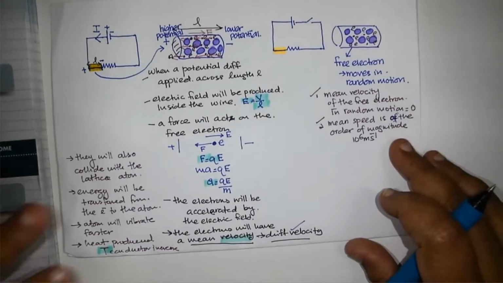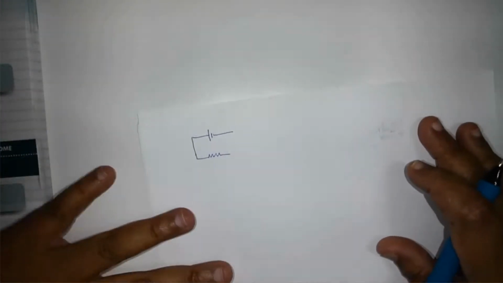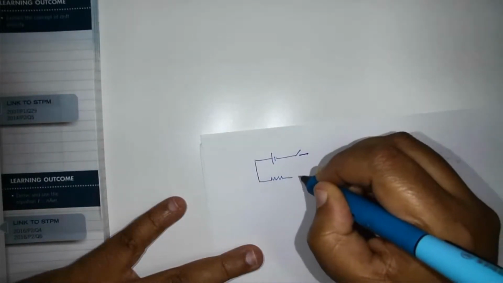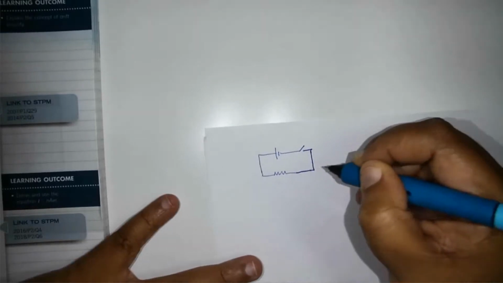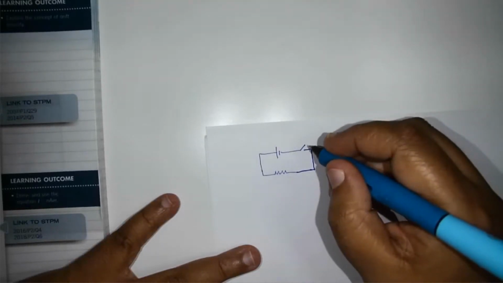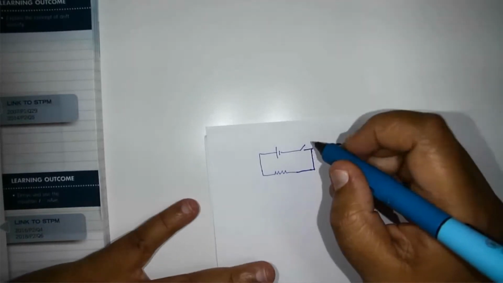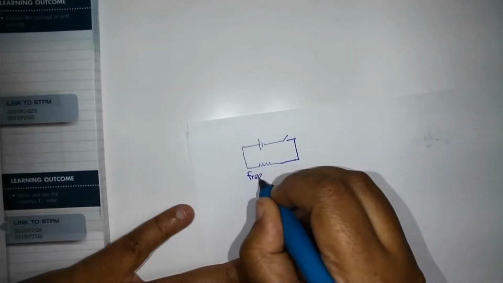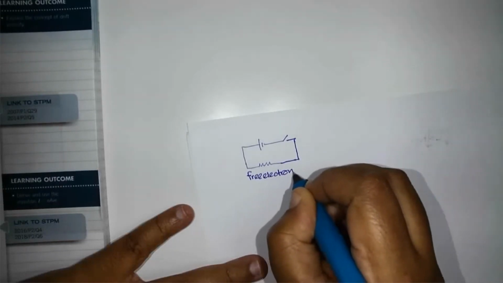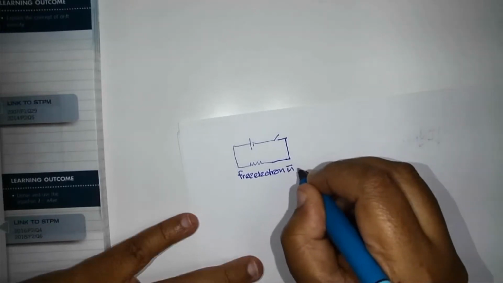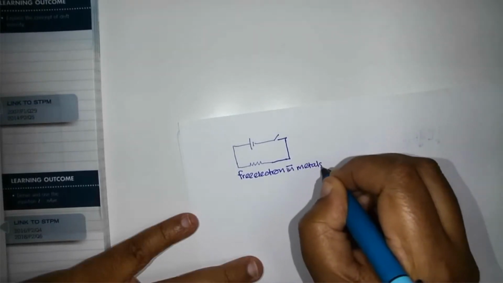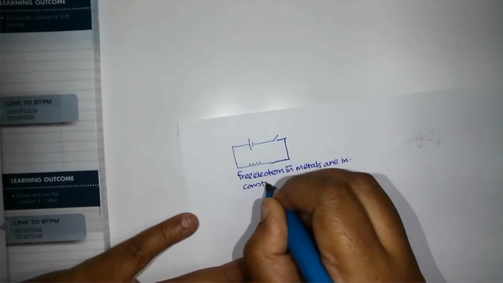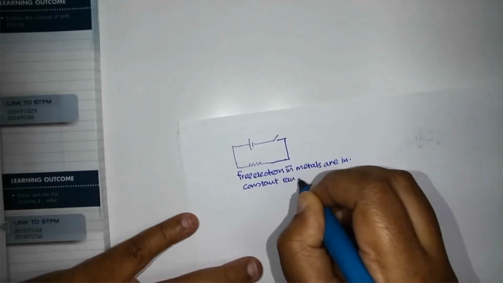Now let's look at these notes here. Before that, I have a cell which is connected to a switch and also connected to a resistor. Now before the switch is closed, which means the switch is open, the free electrons in metal are in constant random motion.